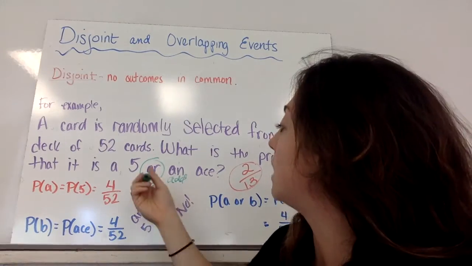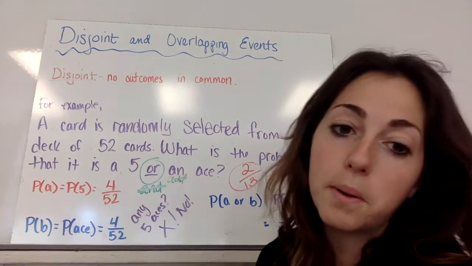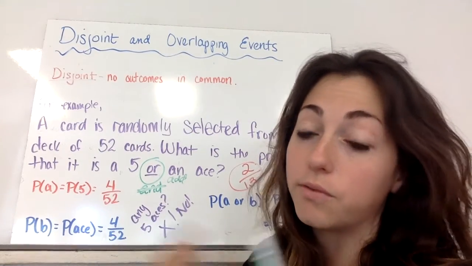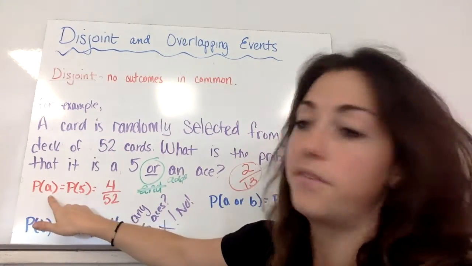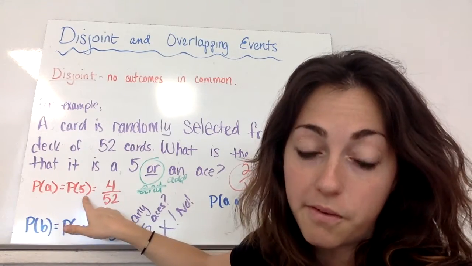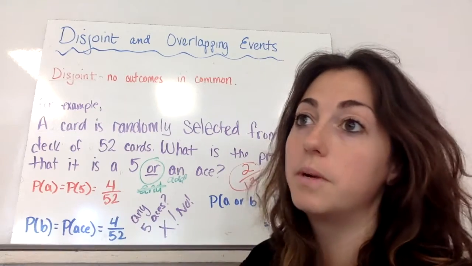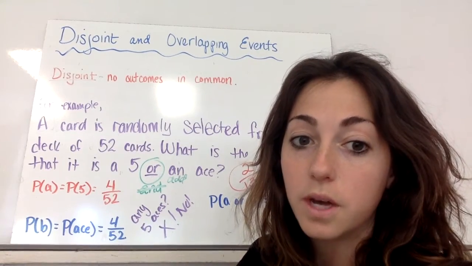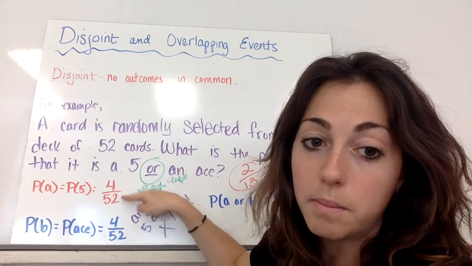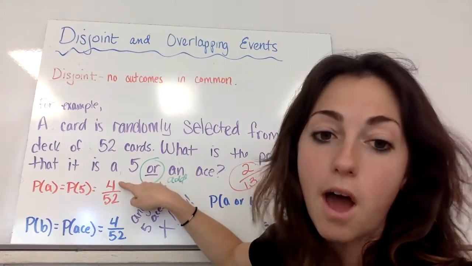So let's go with each one at a time. What's the probability of selecting a 5? That's our first event. The probability of A is the probability of a 5, and we have to think how many 5s are in a standard deck of cards. There are 52 total, but how many are 5s? There are 4 5s.